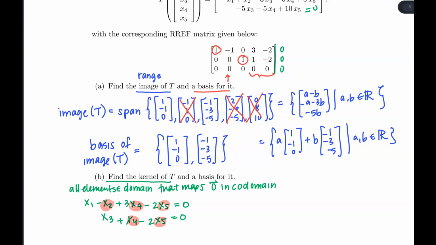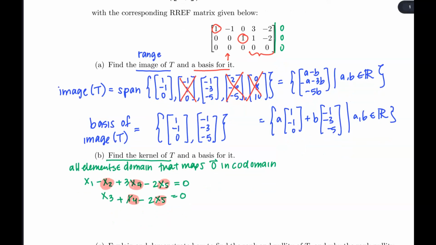We know that our space, which the kernel is, right? The kernel of T is an actual space, and it has to be a subset of R5. So we need 5 elements, a column vector that's 5 by 1. And we can go ahead. The second element is free, the fourth element is free, and the fifth element is free. Let me fix that up.